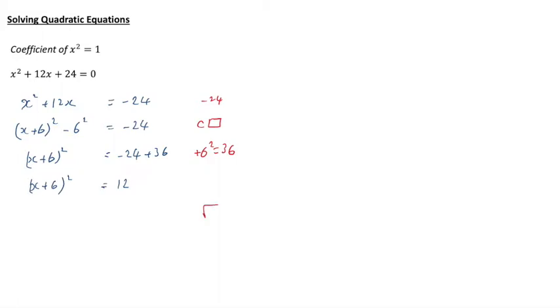We can now square root both sides, so we have x plus 6 equals plus or minus the square root of 12, and because 12 is 2 squared times 3, then we can take the 2 squared out of the square root, whereupon it becomes just a 2 because it needs to be square rooted. So that gives us plus or minus 2 root 3. And we can then subtract 6 from both sides, leaving us with x equals minus 6 plus 2 root 3, or minus 6 minus 2 root 3.